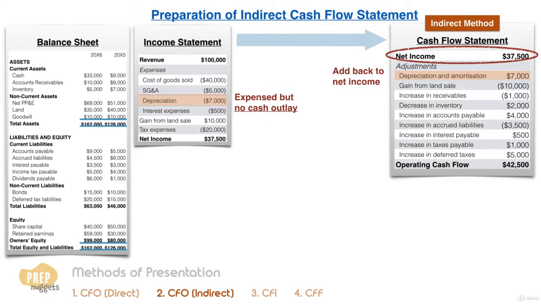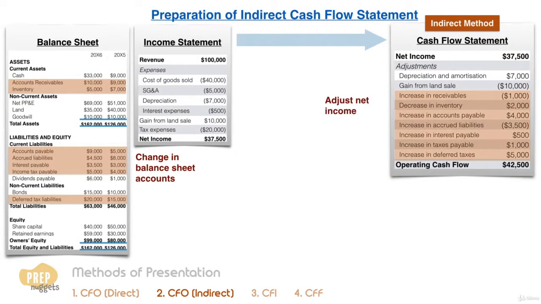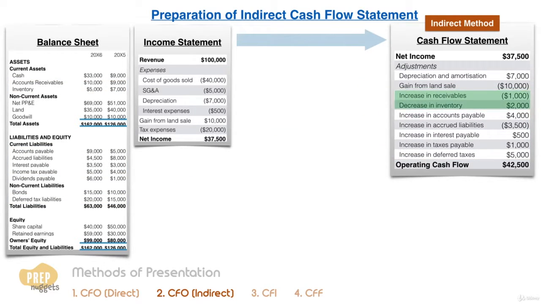Proceeds from the sale of fixed assets are an investing cash flow. Since gains are a portion of such proceeds, we need to subtract them from net income in calculating CFO under the indirect method. Conversely, a loss would be added back to net income in calculating operating cash flow. Under the indirect method, we also need to adjust net income for change in balance sheet accounts. A quick way to remember polarities is to adjust for a decrease for assets and adjust for increase for liabilities.